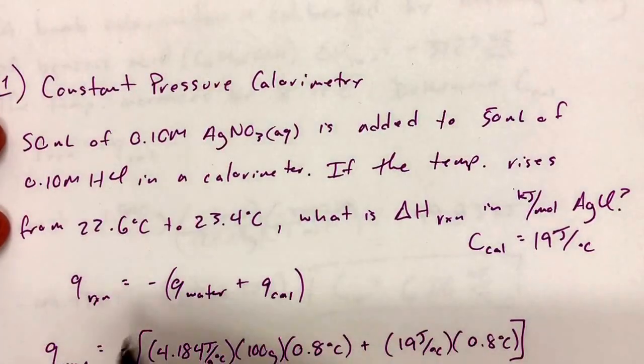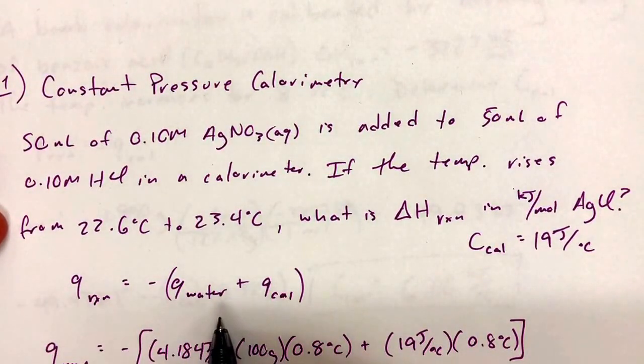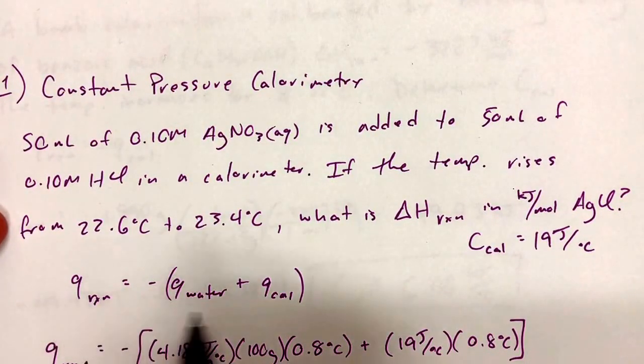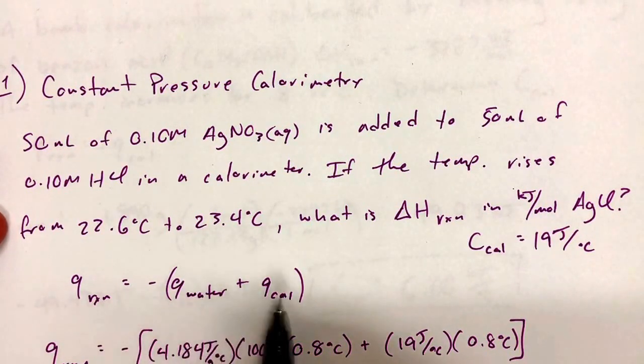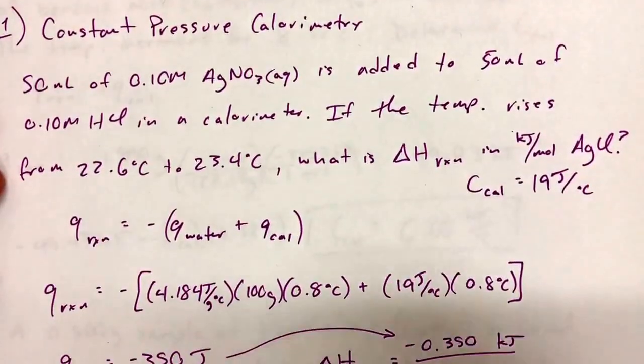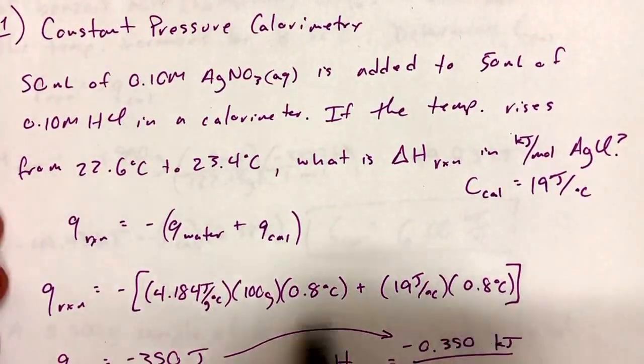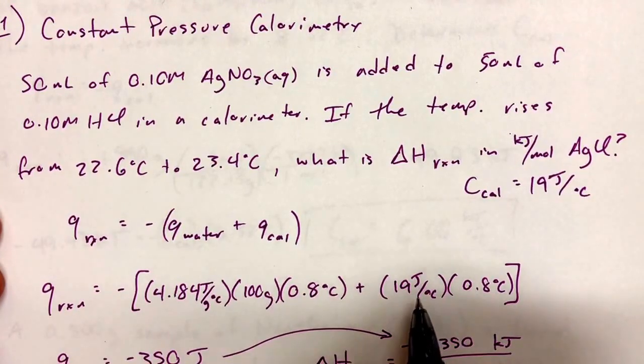So still we're using the same equations. Q of the system is equal to negative Q of the surroundings. The system this time is the reaction and the surroundings are the water and the calorimeter. The reaction we don't know as of yet, but we know everything about the water and the calorimeter that we need. We know S, M, and delta T, and we know C and delta T.